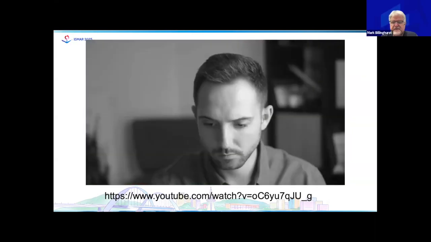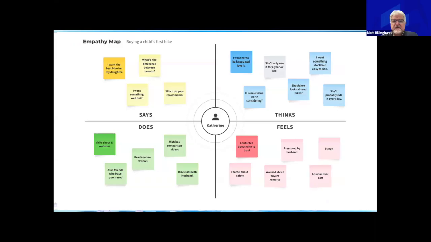That's great. Thank you. Can you go to the next slide, please? So he talked a bit about the empathy map process. This just shows an example of an empathy map. In this case, it's a person considering buying their child's first bike. In the top-left corner, they say they want to buy a bike for the child. That's what they're saying. What they're thinking is that they want her to be happy and love the bike. What they want to do is visit shops and websites. And then what they feel is a bit conflicted. They're not sure if they can trust the retailers or not. So this gives you a whole perspective of the user.